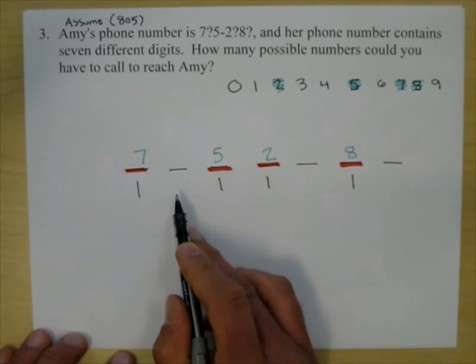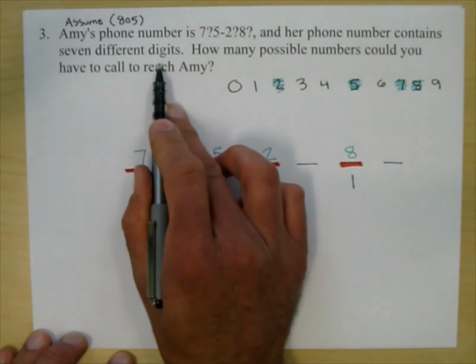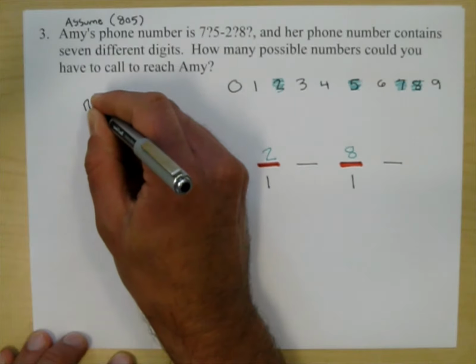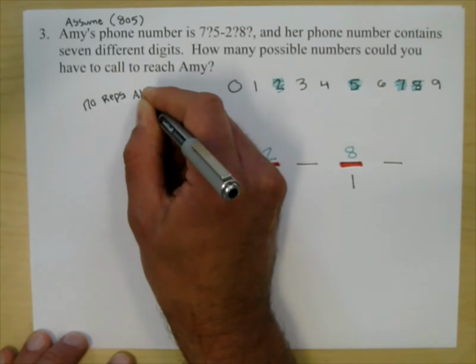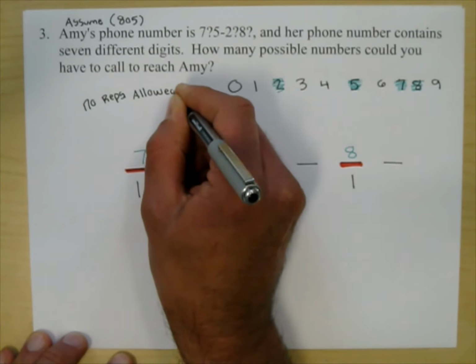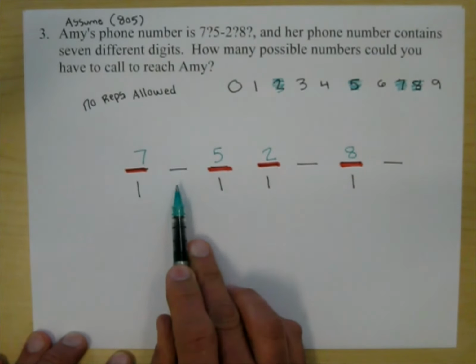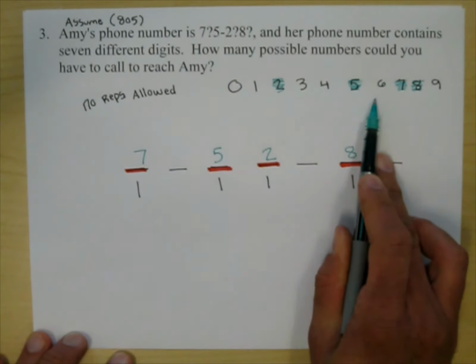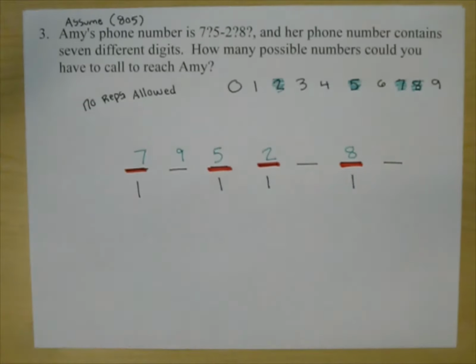Okay, now, this says her phone number contains 7 different digits. That's why I'm crossing them off, because I'm treating this problem with no reps allowed. And that is why I'm crossing things off and writing things in green. So, how many choices do I have for this one without repeating these digits? Well, 1, 2, 3, 4, 5, 6. So, maybe we can put a 9 there. There were 6 choices, weren't there?